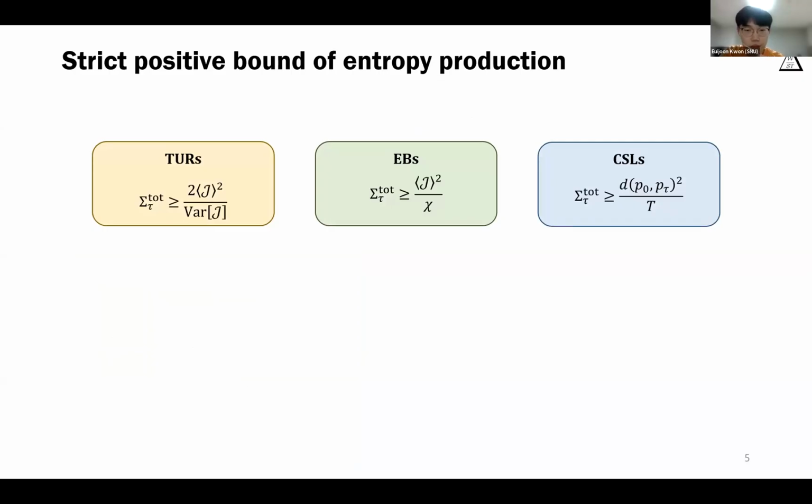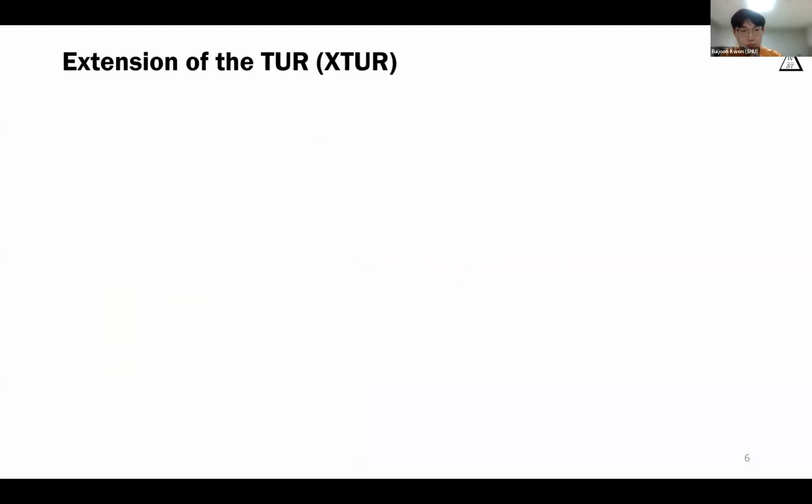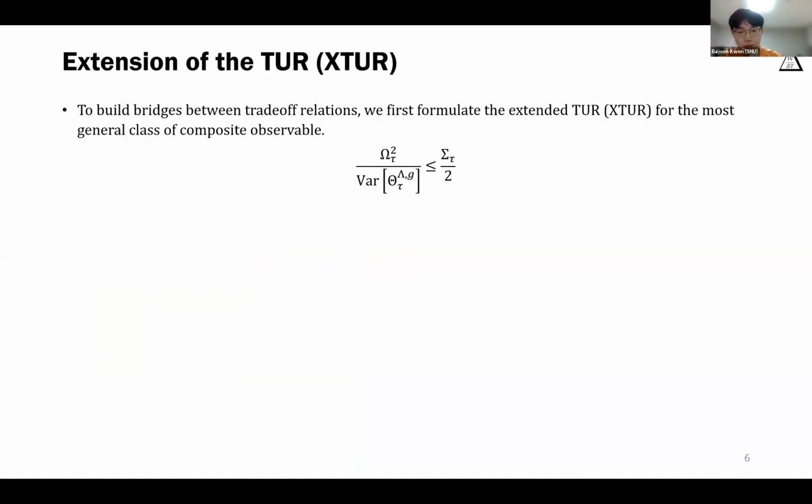So here my question is, there are many trade-off relations, but what is the relationship between these inequalities? Can we derive one inequality from the others? To answer this question, we developed an extension of the TUR called XTUR. This can be done by including a state-dependent observer with the non-equilibrium current in the total observer.